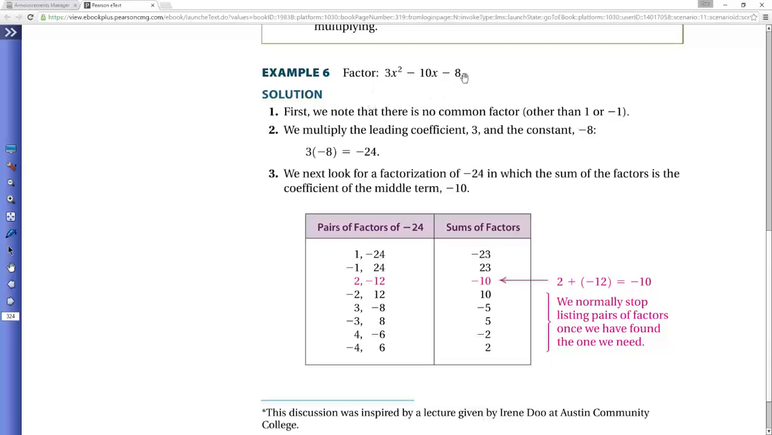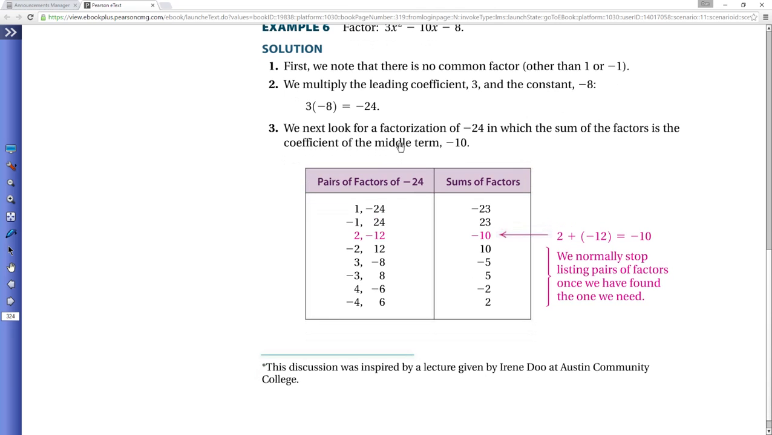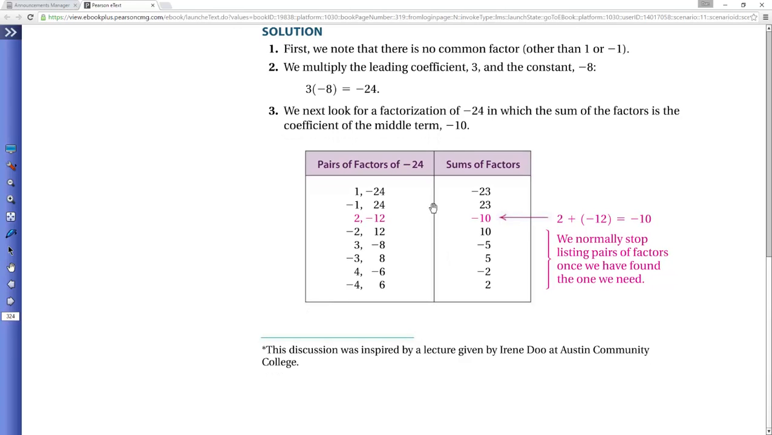First they look at this product right here. In other words, it's like last times last, right? I get negative 24. And then I want to get factors of that will add up to my middle term. Okay? So normally they say we'd stop at that point, but they list them all to make sure that you understand the pattern. You may not choose this order, so you won't find it in exactly the same step.